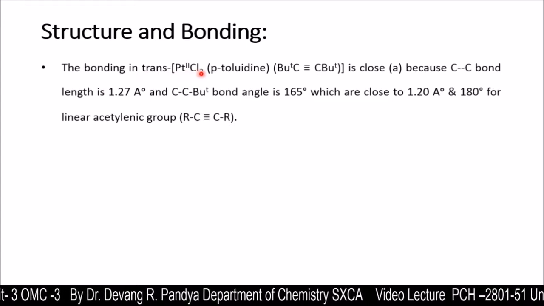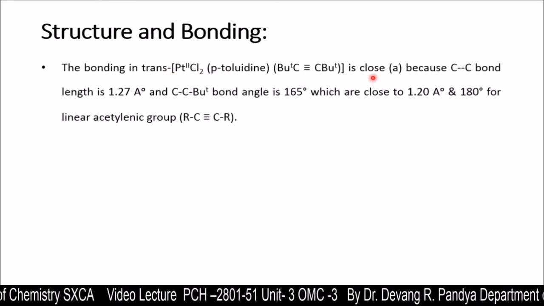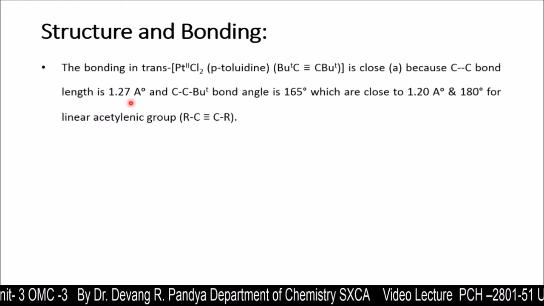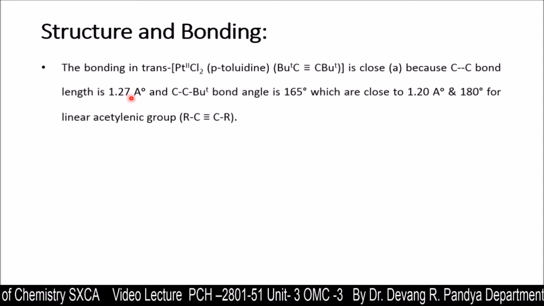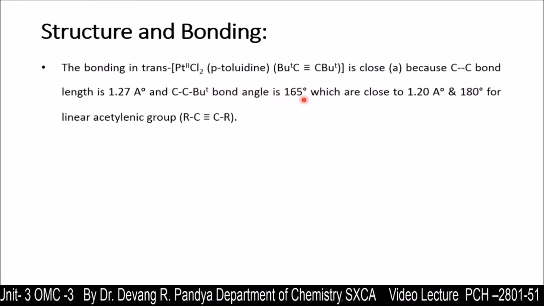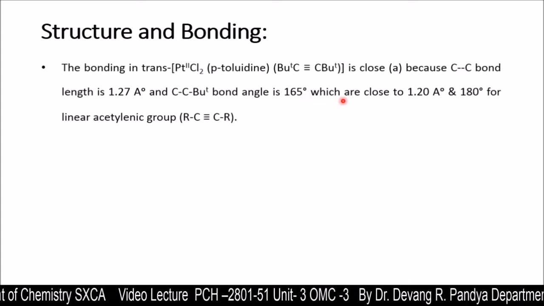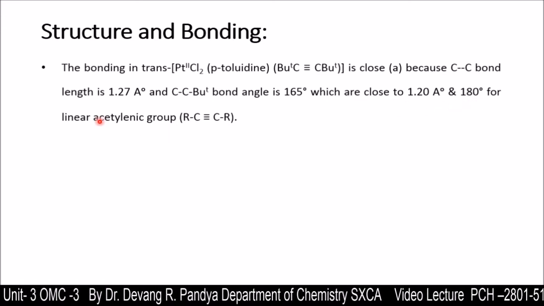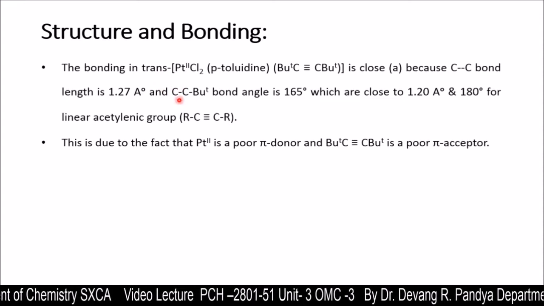The bonding in the trans dichloro paratoluidine tertiary butyl acetylenic platinum(II) complex is close to structure A, because the C-C bond length in this complex is 1.27 angstrom, which is very close to 1.20 angstrom of the carbon-carbon triple bond, so very little stress would be there, and the tertiary butyl bond angle would be 165, so it is not bent away much, like 140 in the case of the diphenyl acetylenic group, which is close to 120 of the C-C bond and 180 of the linear acetylenic group, and hence it gives a kind of structure where there is a two electron donor acetylenic ligand.